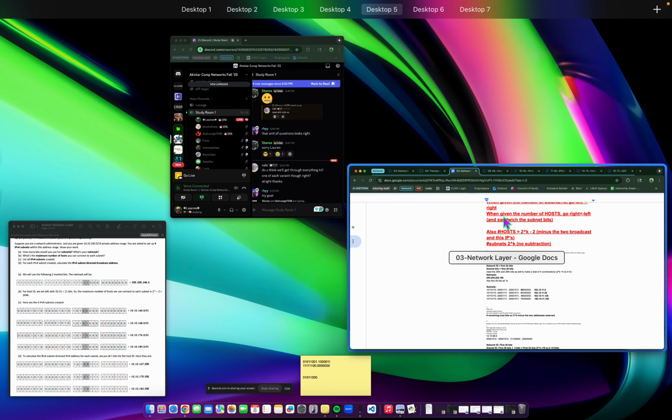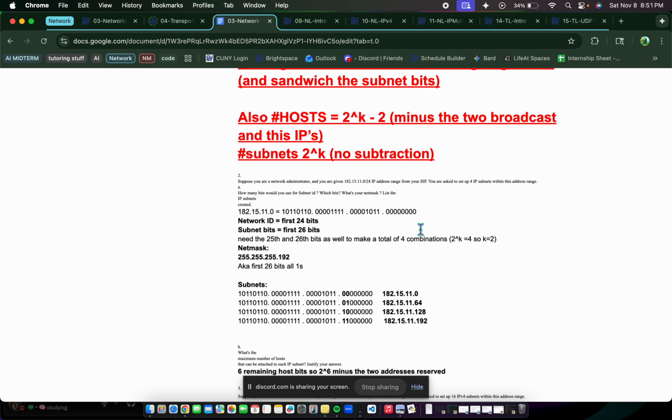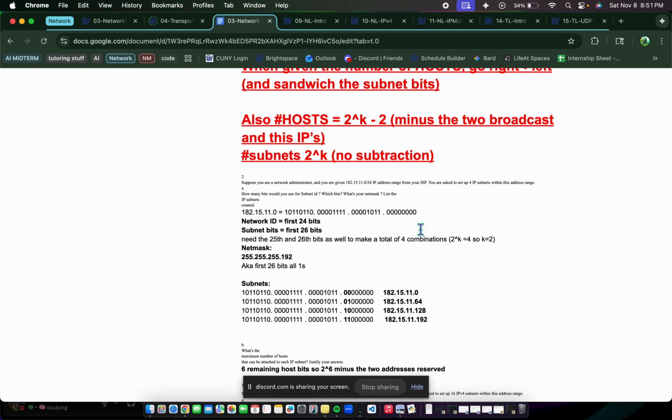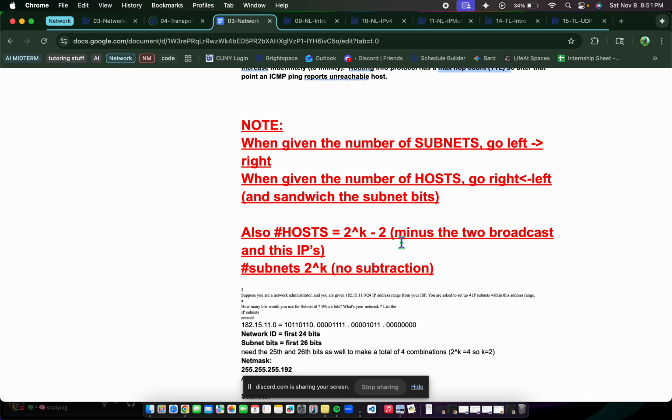Yeah, so we'll just try to go through at least one of each, because we don't need the session to go all the way to midnight. So anyway, we have 4 main rules here. We went through these already. The number of hosts is equal to 2 to the k minus 2. So remember, with the hosts, we minus the 2, broadcast and this IP. The number of subnets is 2 to the k. No subtraction is there.